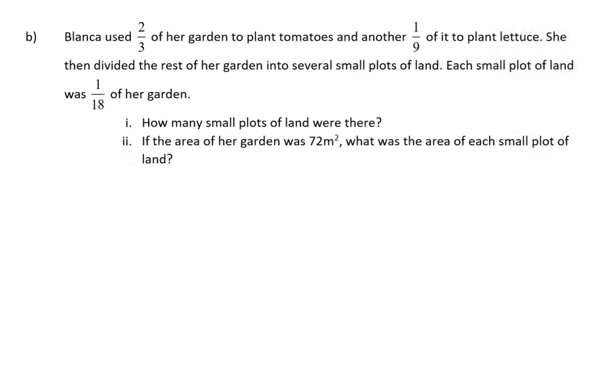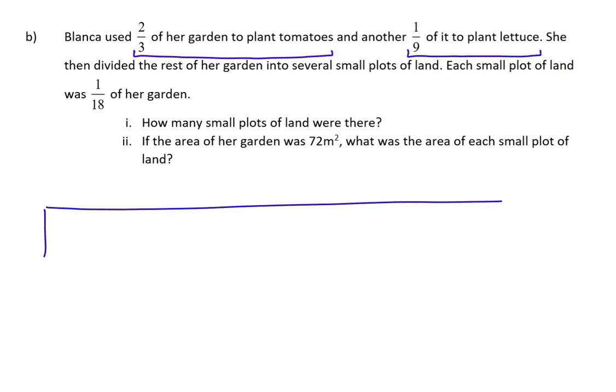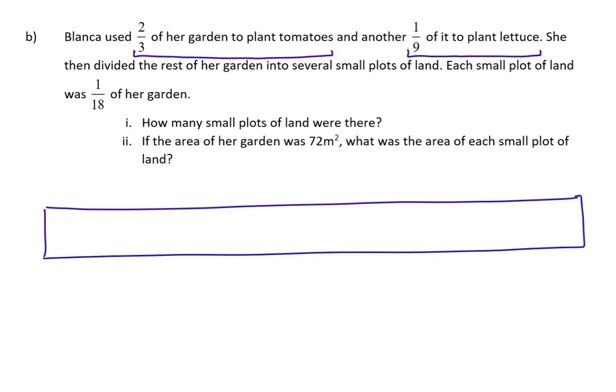Right, this question says, Blanca used 2/3 of her garden to plant tomatoes and another 1/9 to plant lettuce. So if I just look at the whole concept initially, she needs to use 2/3 of her garden. So 2/3 of her garden, these parts here, are her tomatoes. So she's left with 1/3.